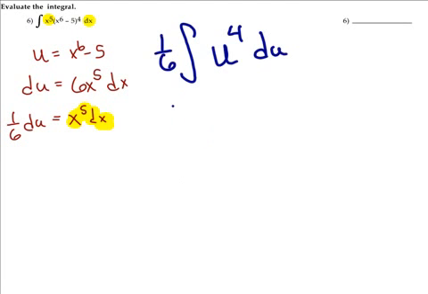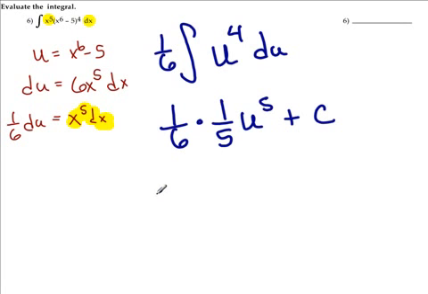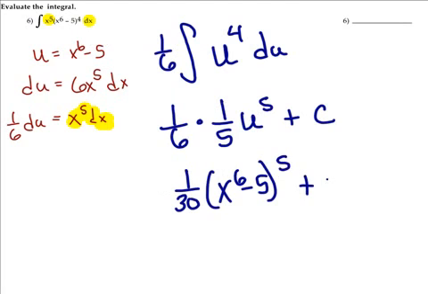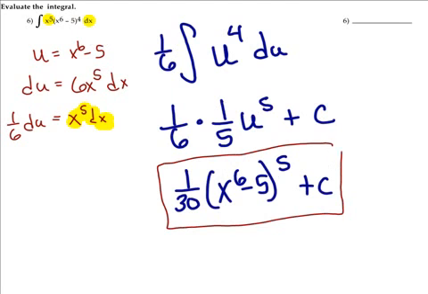We'll go ahead and evaluate this integral. I've got 1/6 times the antiderivative of u to the 4th, which is 1/5 u to the 5th, plus, don't forget that constant c. This is 1/30th times, u is actually x to the 6th minus 5. This is still to the 5th power plus c, and that's where we can stop. We'll pause here for questions.